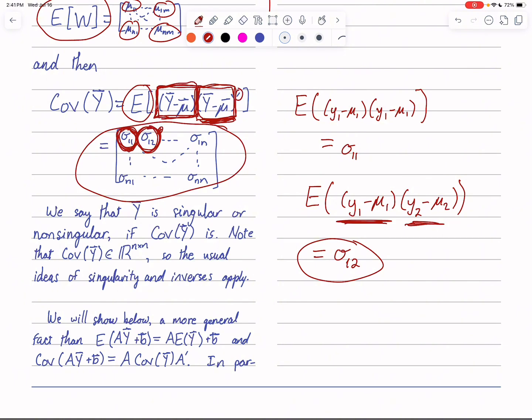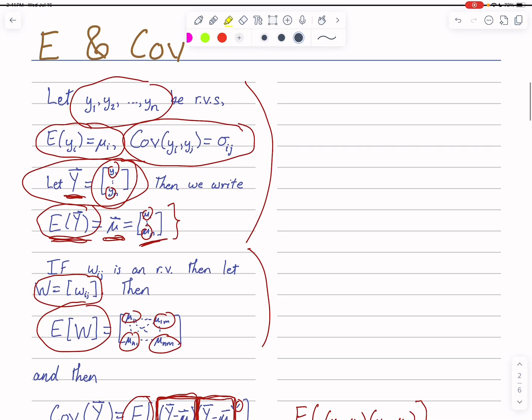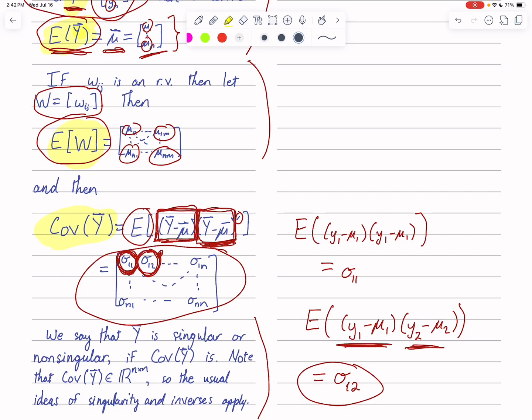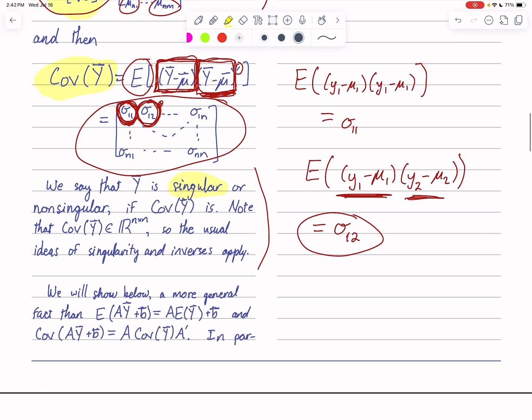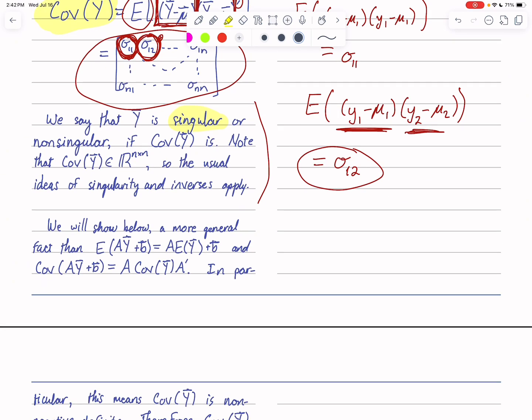Now, let's define that a matrix Y is called singular. I should highlight where we are defining certain things. Here I am defining that, and I am defining that. These are definitions. Next we're going to define what it means for a vector of random variables to be singular, and it is singular if its covariance matrix is singular.